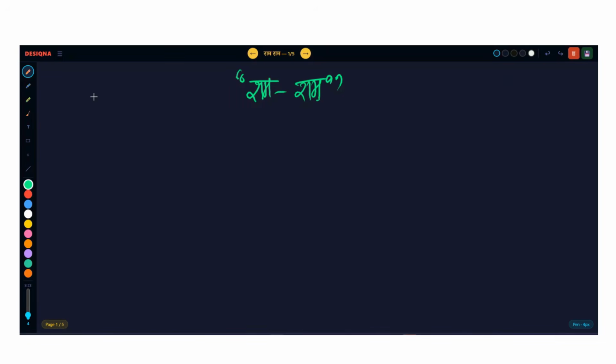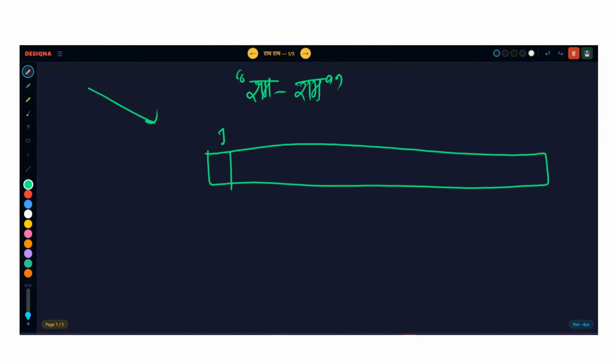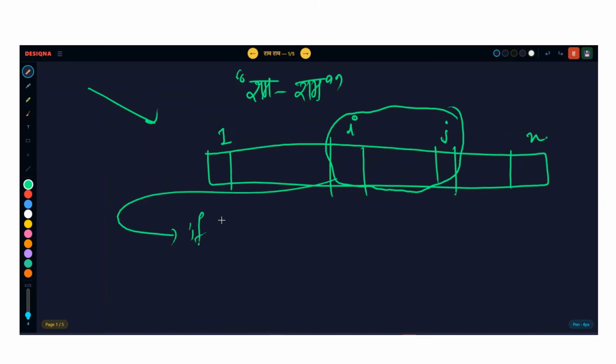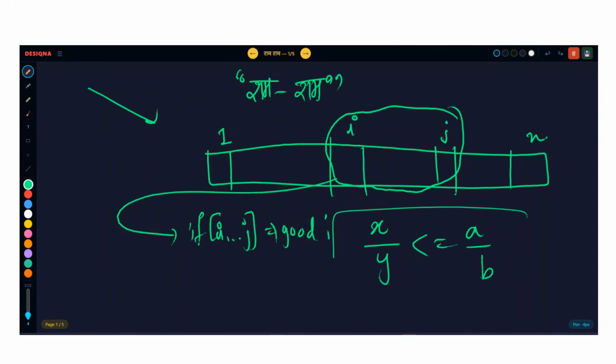So now listen. If this is the array given to you, this is index 1, this is index n. Let's say this is the subarray under consideration from I to j. So guys, can anyone tell me, if the subarray from I to j is good, then what is the equation? Whatever is the x of this, x by y is less than equal to a by b. So x by y for this subarray should be less than equal to a by b, right?